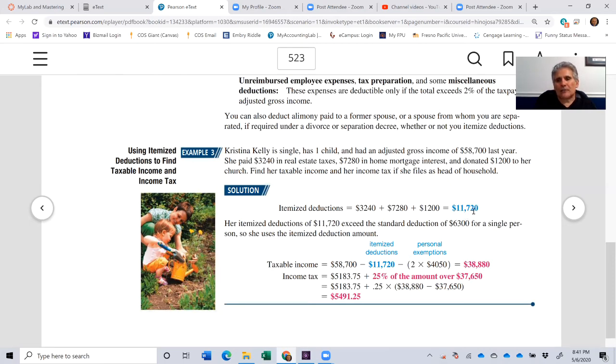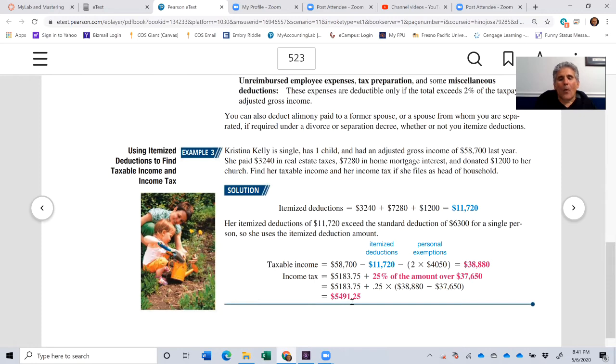We're going to compare that to the standard deduction for single. And for a single individual, the standard deduction is $6,300. So $11,720 is higher than 63, so we're going to go with her itemized deductions.